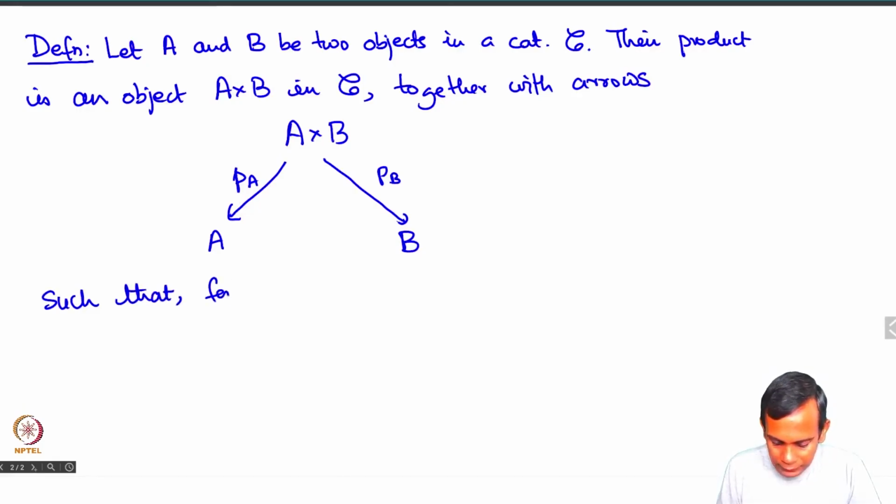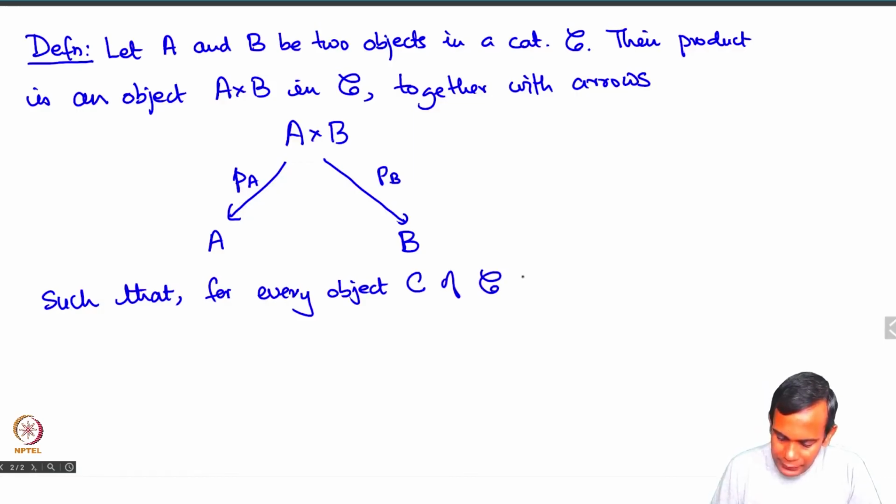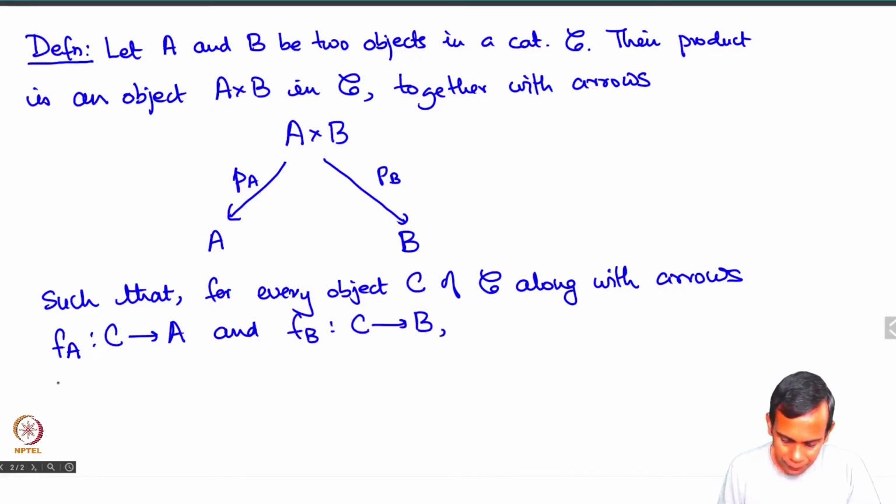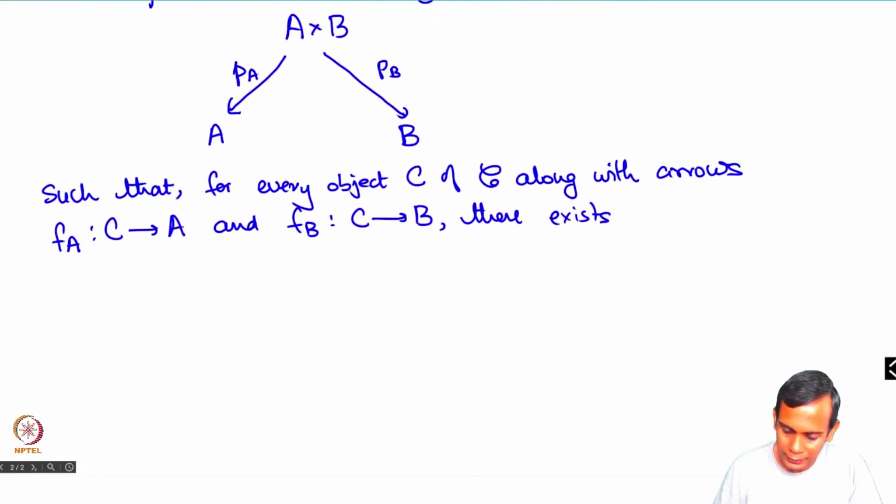for every object C of the category C, along with arrows f subscript A from C to A and f subscript B from C to B, there exists... Now let me explain this whole thing diagrammatically.